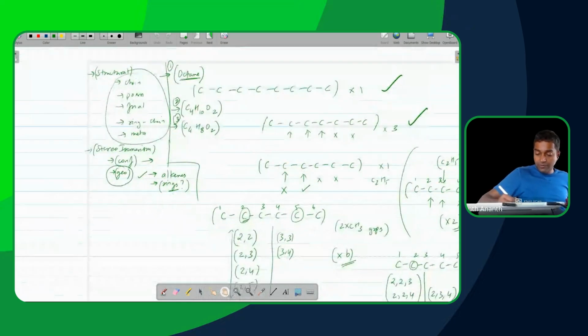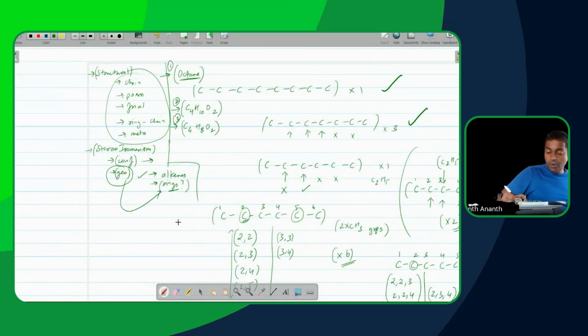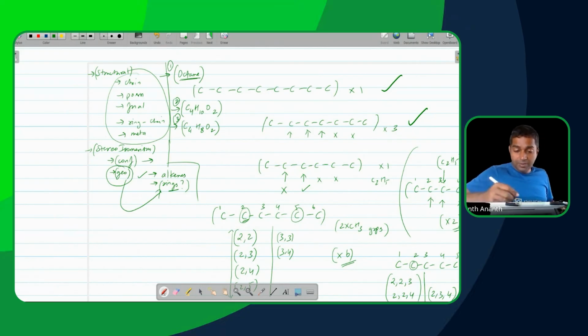The actual key thing which you have just started on: geometrical isomerism. What do you understand by geometrical isomerism? Explain in your own words, please.